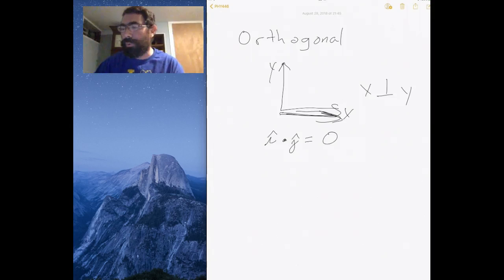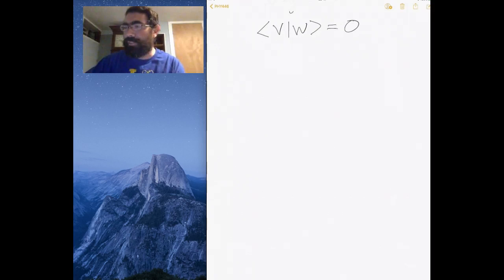And the same is true for the inner product. If we have some inner product of v and w, we're taking the inner product of these two linear vector spaces, the v space and the w space. Those two linear vector spaces will be orthogonal to each other if their inner product is 0. So that's the first definition. The second definition is the norm. With the norm, basically that's the length of the vector.